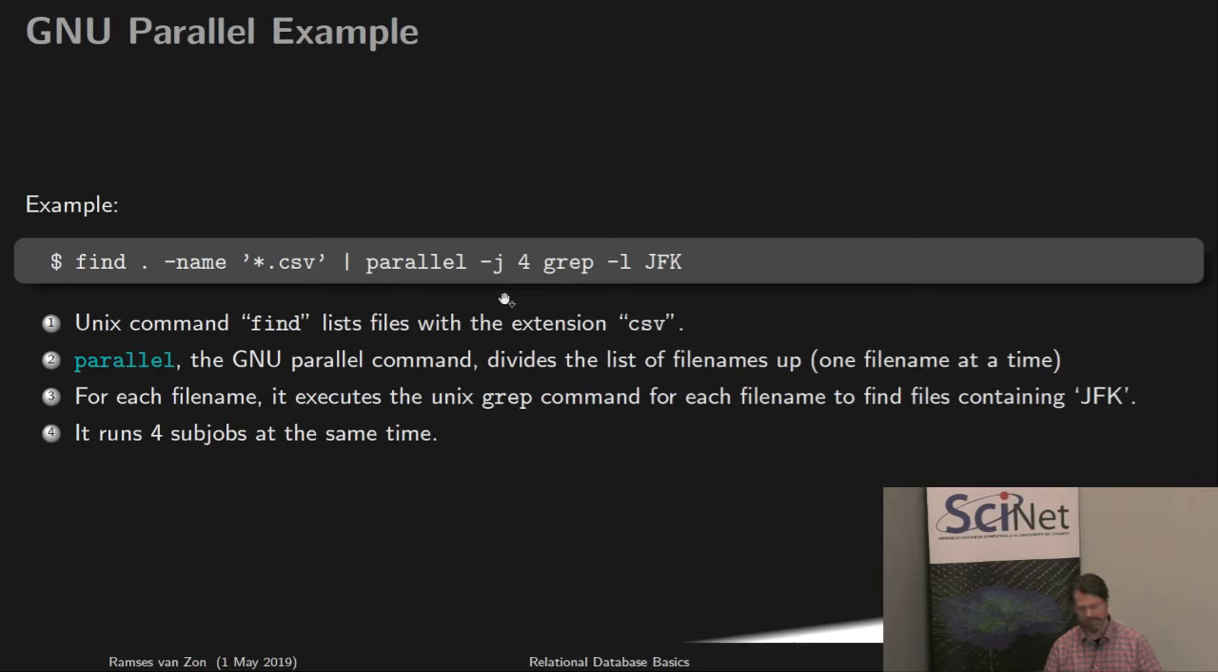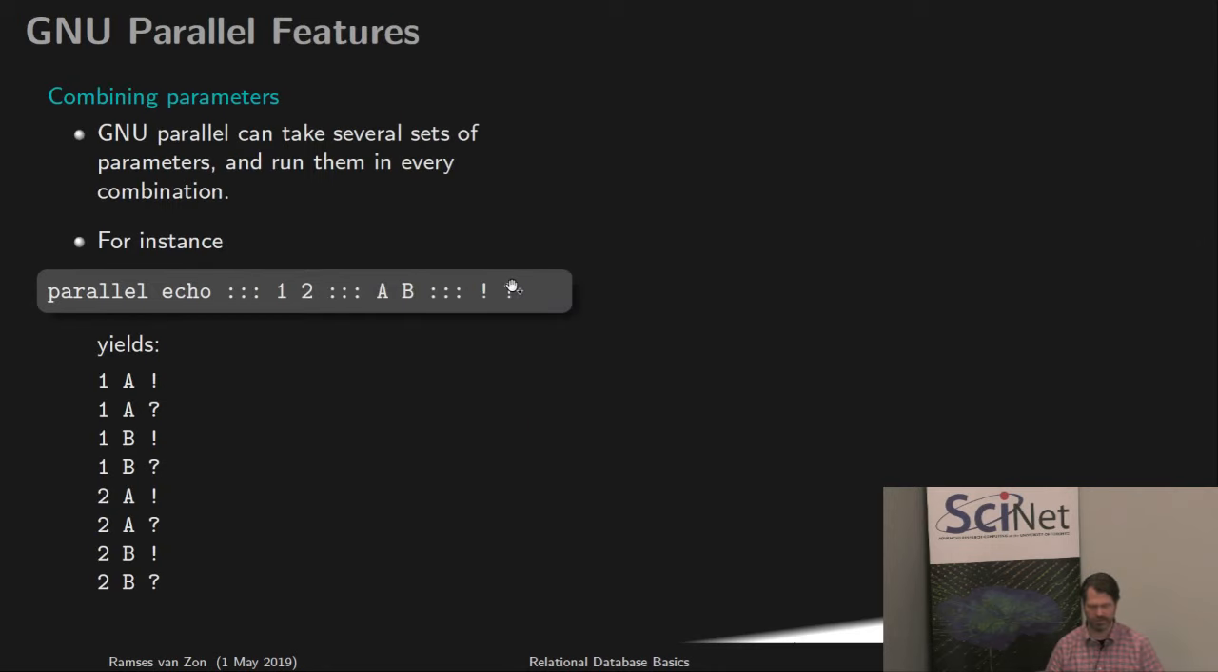On Niagara, we're going to have this be 40, but we're not going to run this command. We're going to run a slightly different command. One thing that GNU Parallel can also do is give you a way to do combinatorial combinations of parameters. So here's another parallel command. It will call the command echo, which is the print command for the bash shell, for the Linux shell, and it will print. It'll take its values out of 3 sets of parameters. The first set is 1, 2. The second set is A, B, and the next set is exclamation mark, question mark.